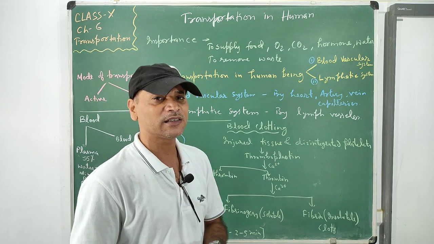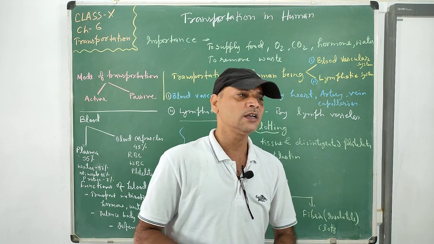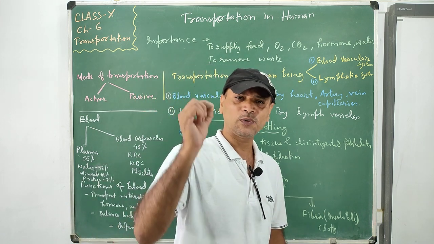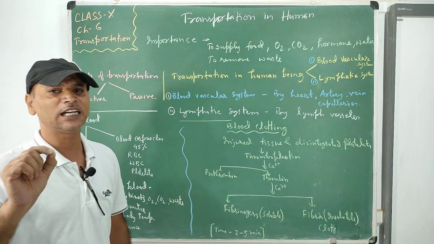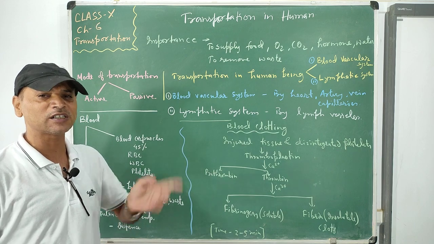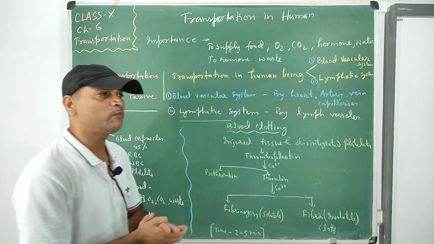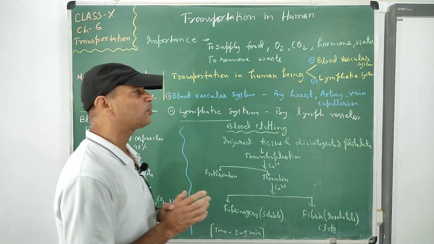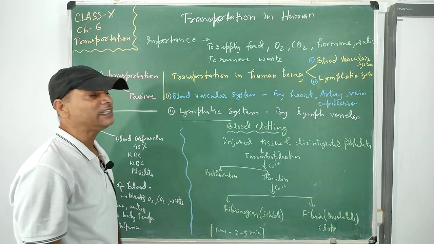In human beings, in our body, there are so many things to transport. For example, you take food in your stomach and this food is digested inside the stomach, and after that the digested part, meaning the soluble substance, is absorbed with the help of the villi present in the small intestine, and they transport it to all body parts through blood. So blood is the medium of transportation. So this is the chapter on transportation in humans.